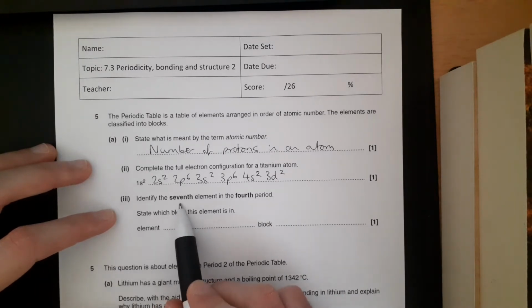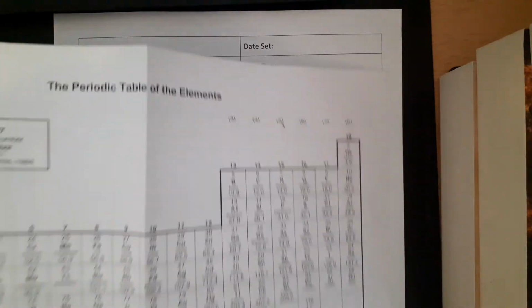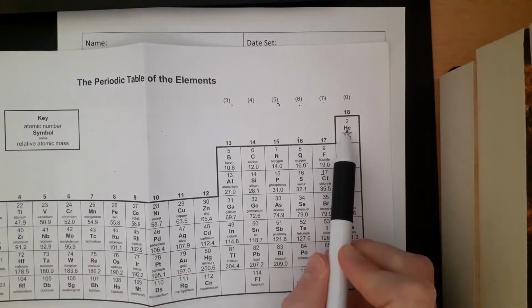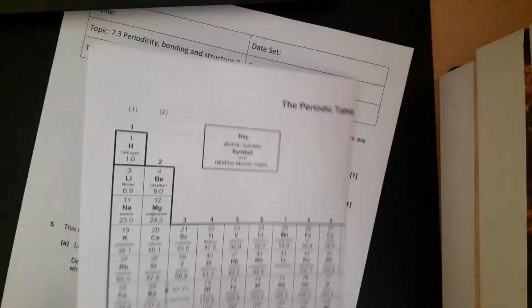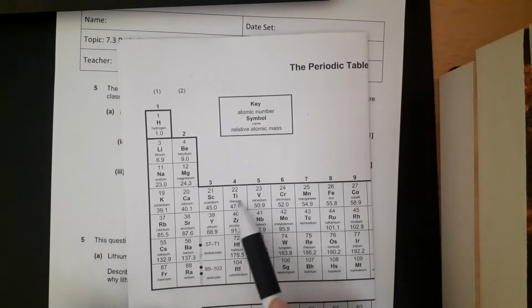Right, and then it wants to identify the 7th element in the 4th period. Okay, right, so let's get our periodic table again. So period 1 is just hydrogen and helium. Period 2, period 3, period 4. So if we have a look at this bit, so 1, 2, 3, 4. The 7th element, 1, 2, 3, 4, 5, 6, 7. So it's manganese.